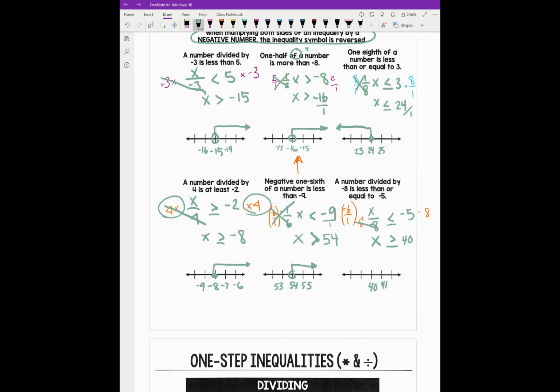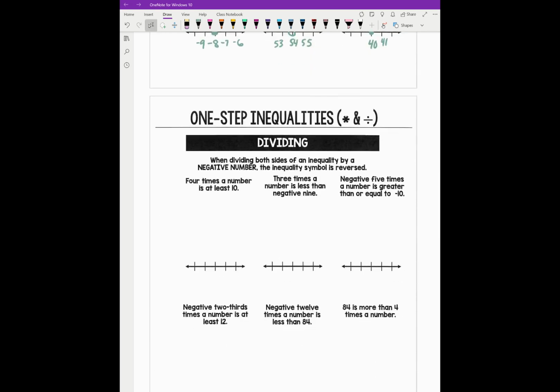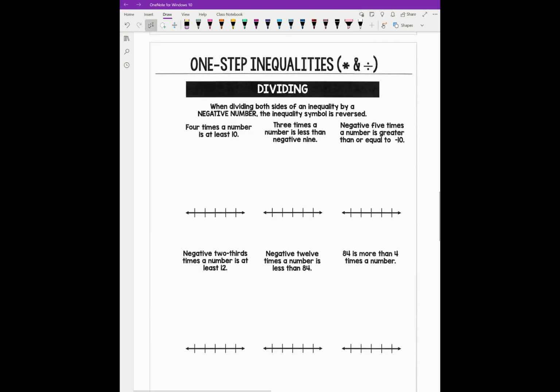40 on my number line with a solid circle. And I want values that are greater than or equal to 40. So I'm going to the right again. Hopefully you're kind of getting the hang of it. There's just one step to solve all of these.